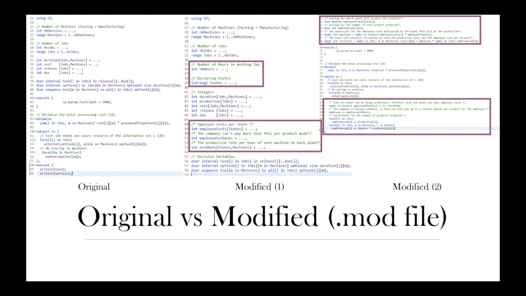On the left is the original .mod file, and on the right are the modified .mod files. Everything that is boxed in pink has been added to the code. I have added the number of work hours, the states that the plants are in, the employee costs at each plant, the production rate for each machine at each plant, the overall employee costs, the overall total cost, and the constraints for each thing added.